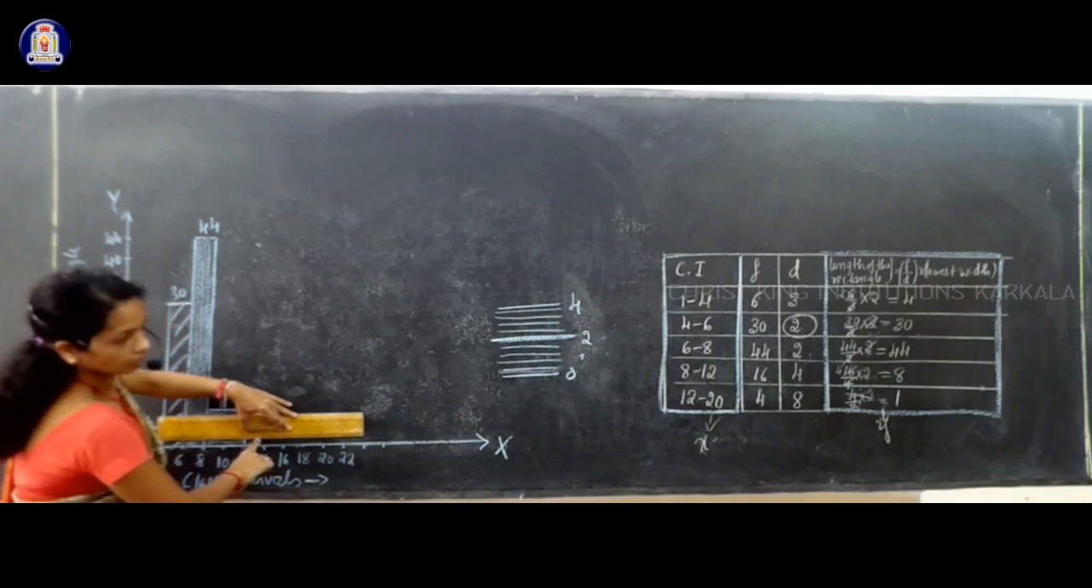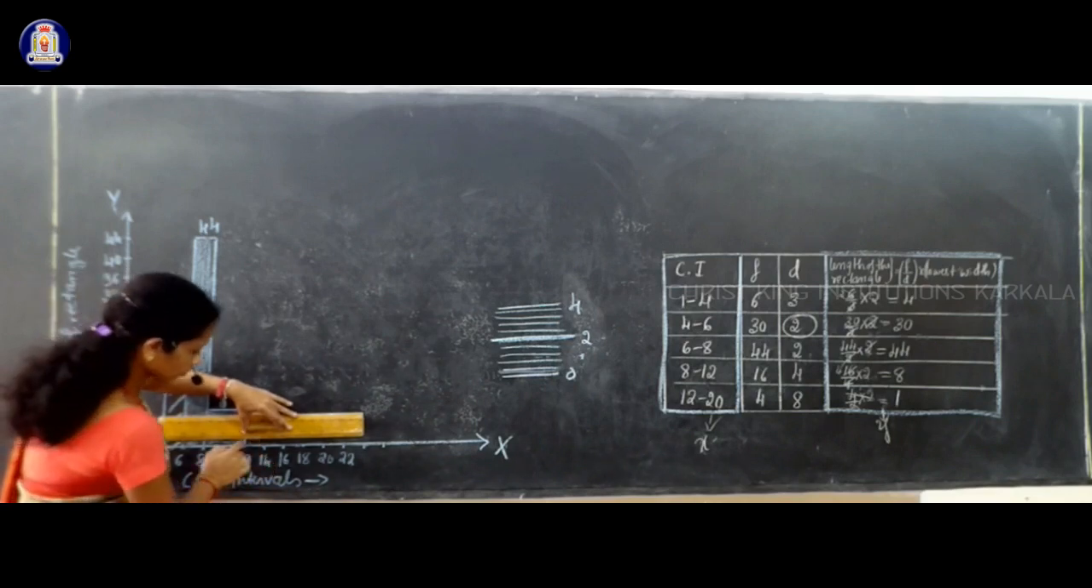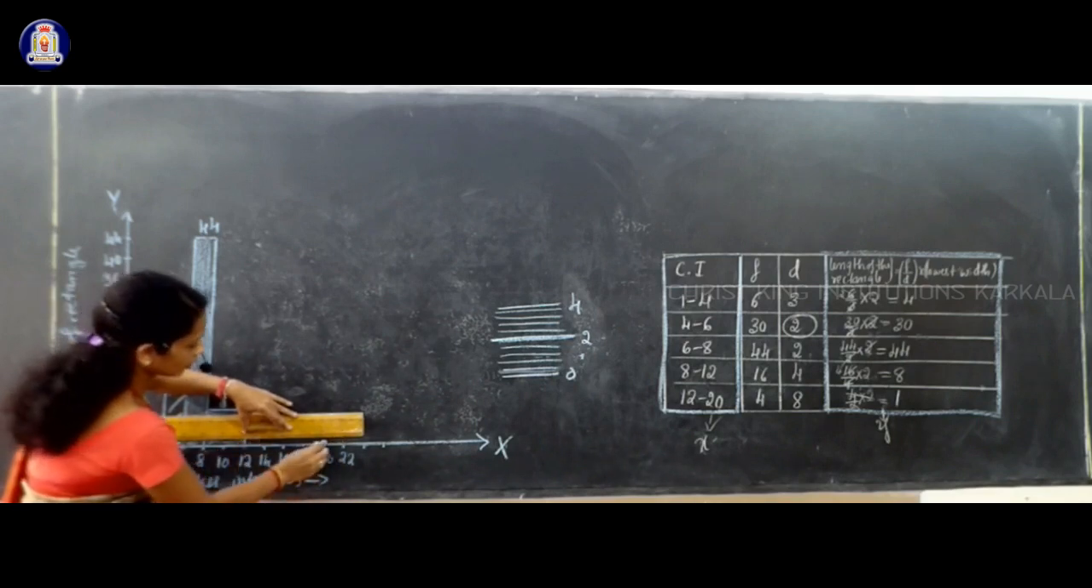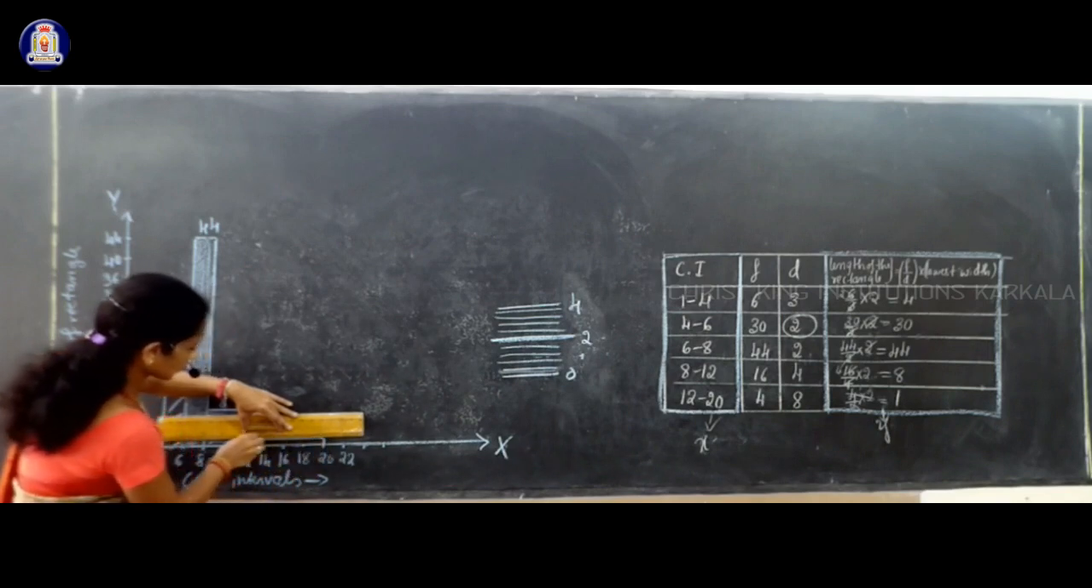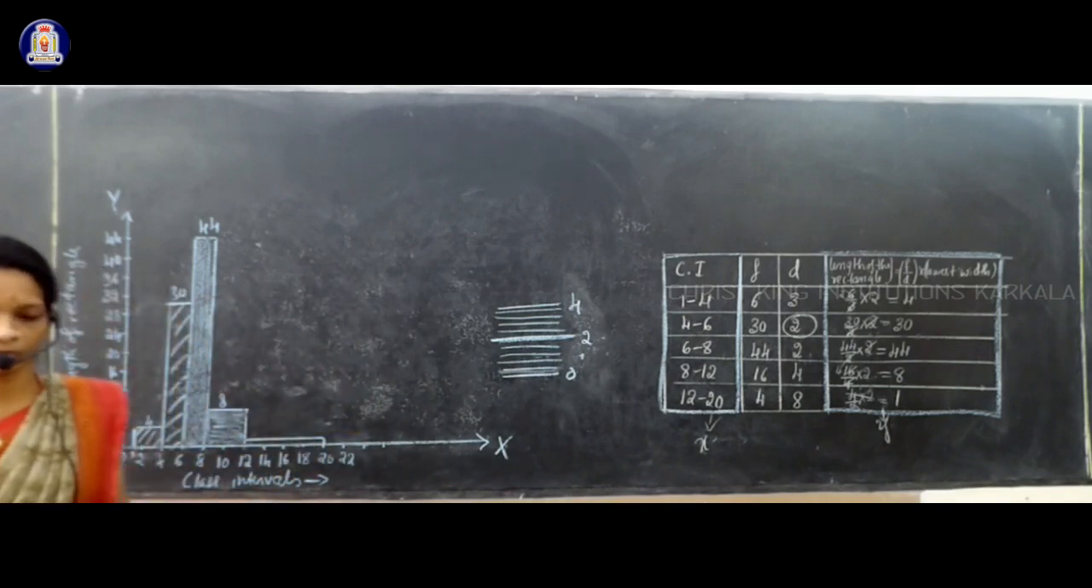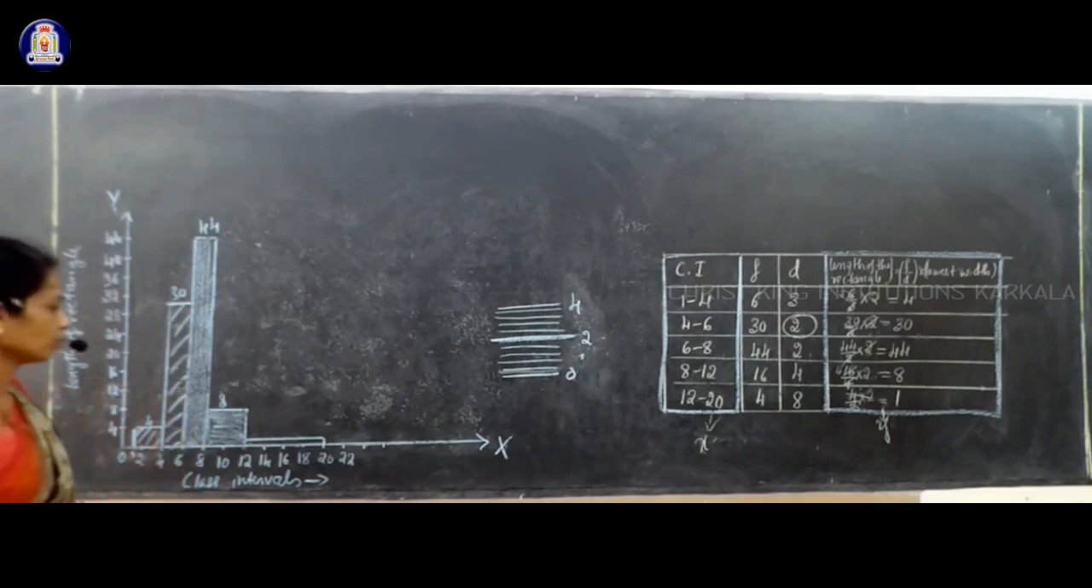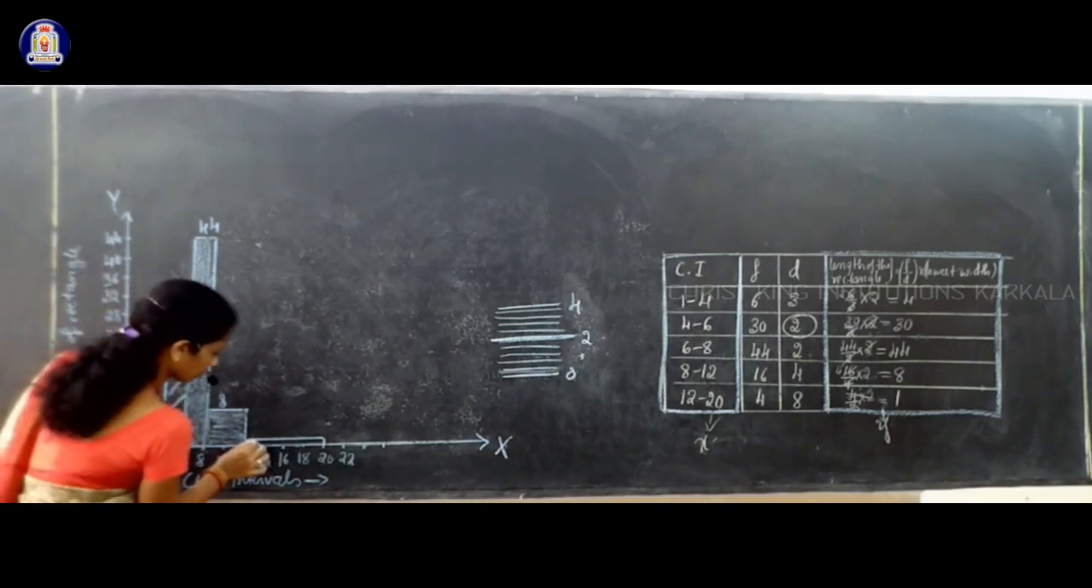So now the last rectangular bar is from 12 to 20. From 12 to 20 you have to draw a rectangular bar of height 1. So this is the histogram for that question.